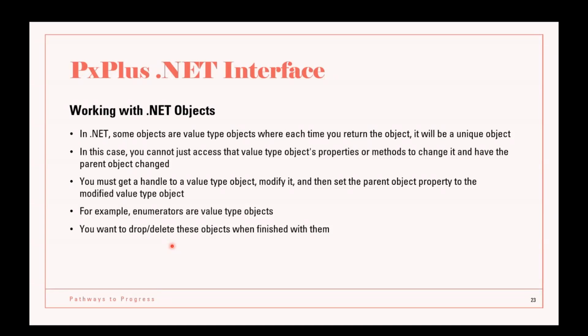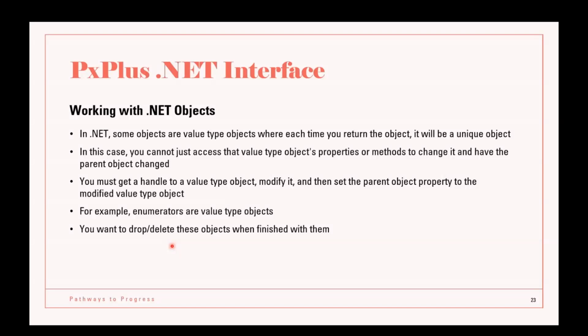When you assign that value type object, it will actually make a copy of what you're assigning and make it part of the parent object. So it's very similar to how numbers and strings, and not objects, are dealt with in other languages in PxPlus. It's always copies. But when reading documentation for a .NET object you're trying to use, if it says it's a value type object, then you know you can't just say my object tick child object tick value equals 2, because that may not actually change anything in your parent object.